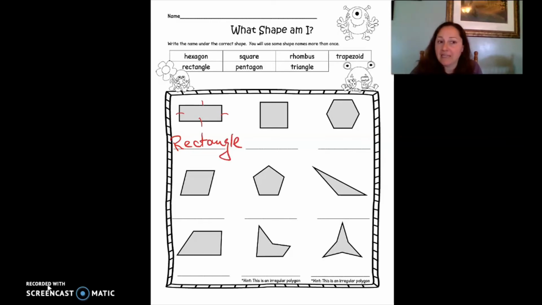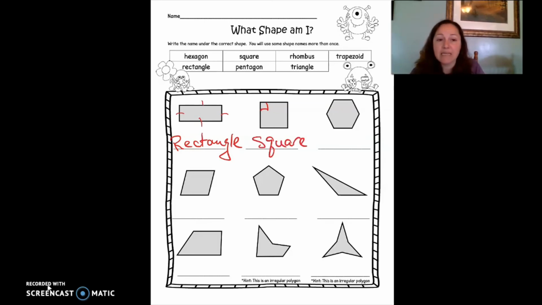I look at my next one, and I've got 4 sides again, so it's another quadrilateral, and it has 4 sides all the same length, and I can see that the corners are also 90-degree or right angles. So this shape is a square, a super square.